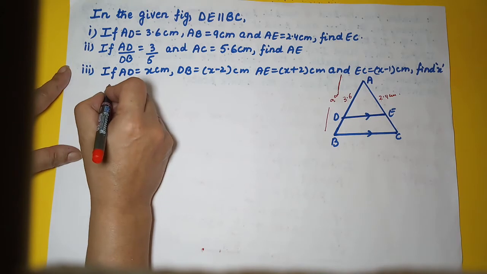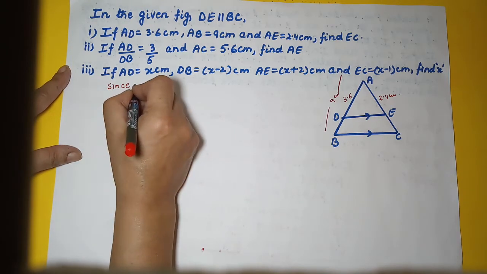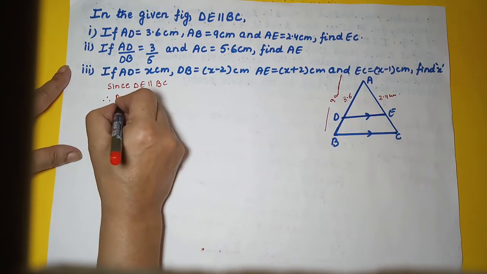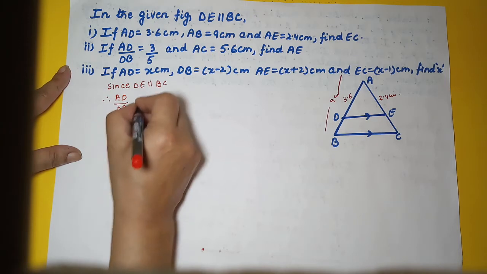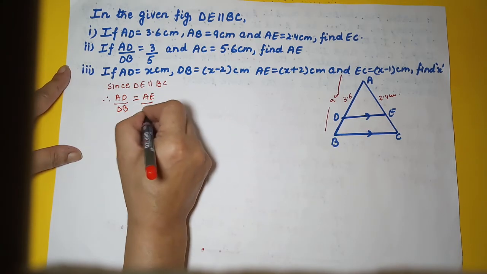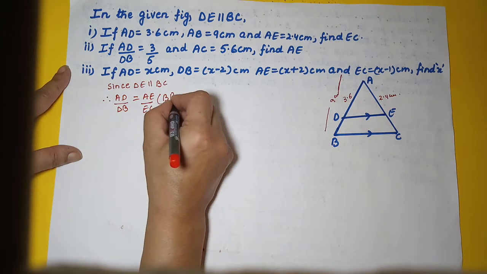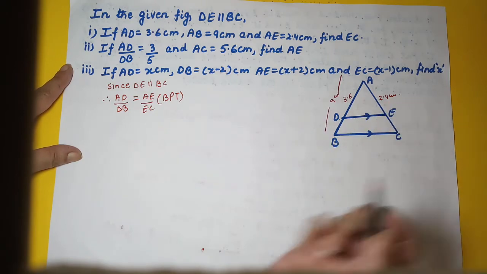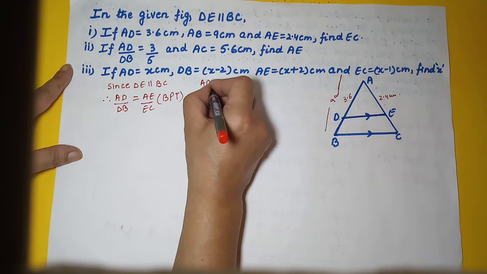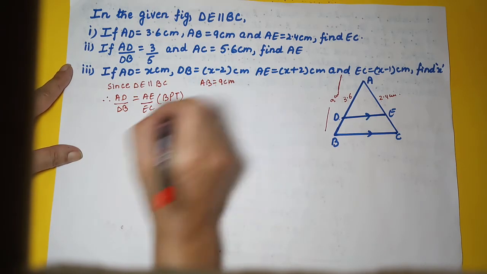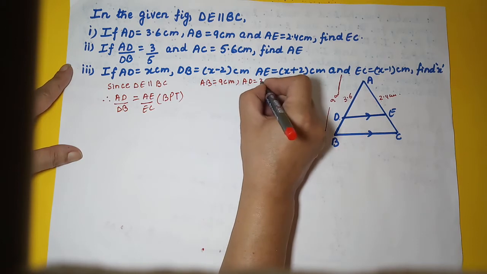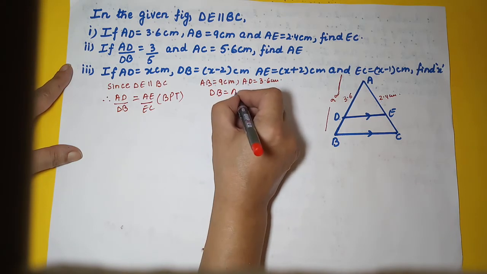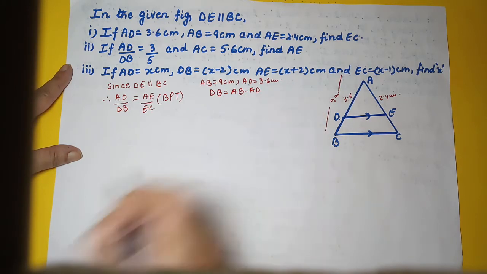So we will write, since DE is parallel to BC, therefore AD upon DB is equal to AE upon EC. Reason will be BPT, basic proportionality theorem, right? Now AD is given, DB is not given, but AB is given, 9 centimeters, right? AD is also given 3.6 centimeters. So we can calculate DB. How? AB minus AD.